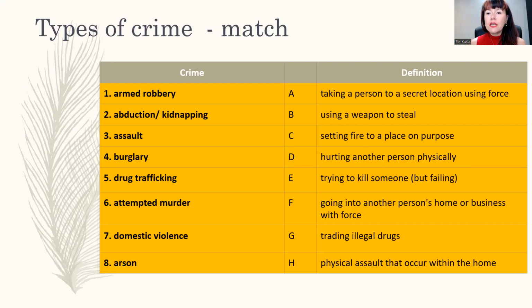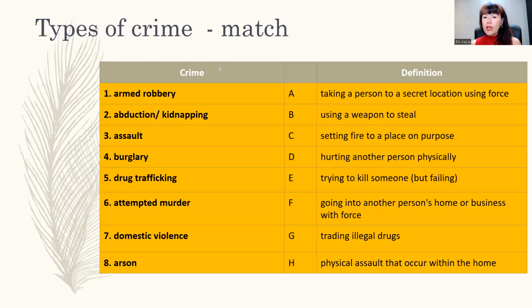Taking a person to a secret location using force, using a weapon to steal, setting fire to a place on purpose, hurting another person physically, trying to kill someone but failing, going to another person's home or business with force, trading illegal drugs, and physical assault that occurs within the home. Okay, so let us have a look at the answers.